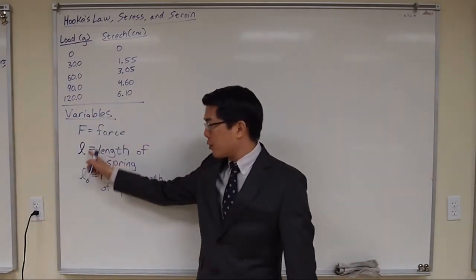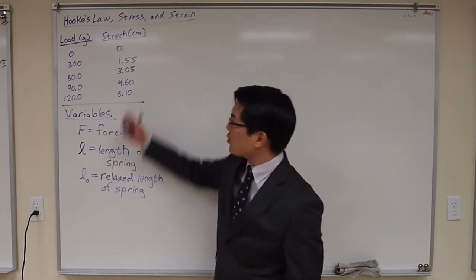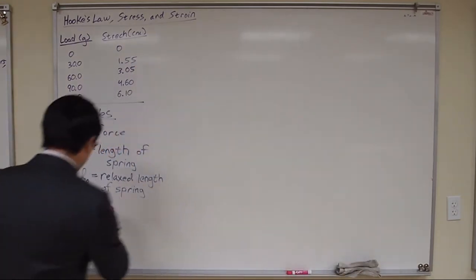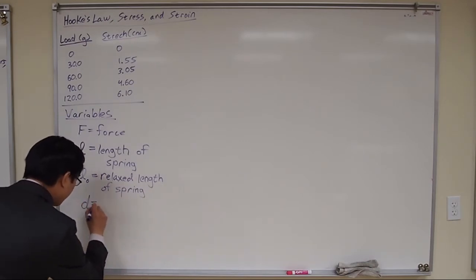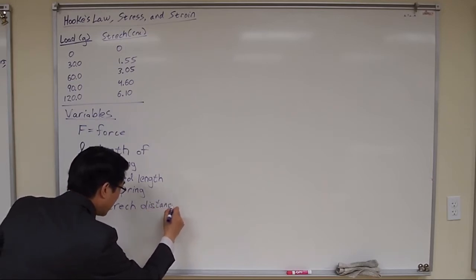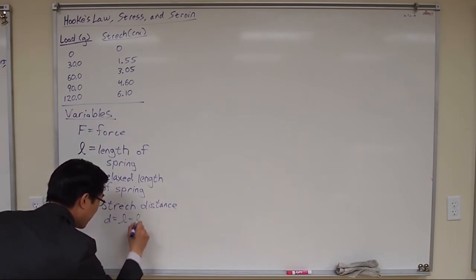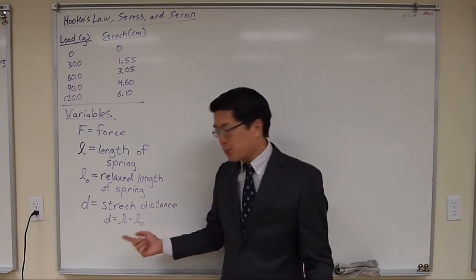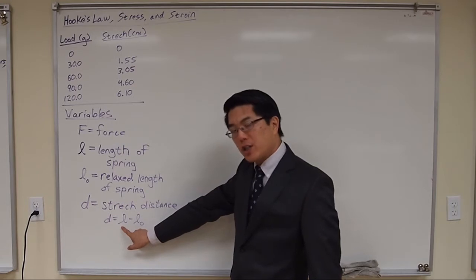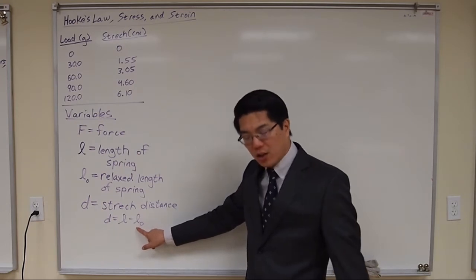And sometimes the relationship between L and L0 is summarized in how far the spring is stretched, as I did in my own experiment. So we'll throw another variable in there. Let's call it D, which is the stretch distance. And in case you haven't figured out already, D is equal to L minus L0. In other words, how far the spring is stretched for a given one of these trials is equal to how long the spring is stretched when it's loaded up minus how long the spring is stretched when it's completely unloaded.